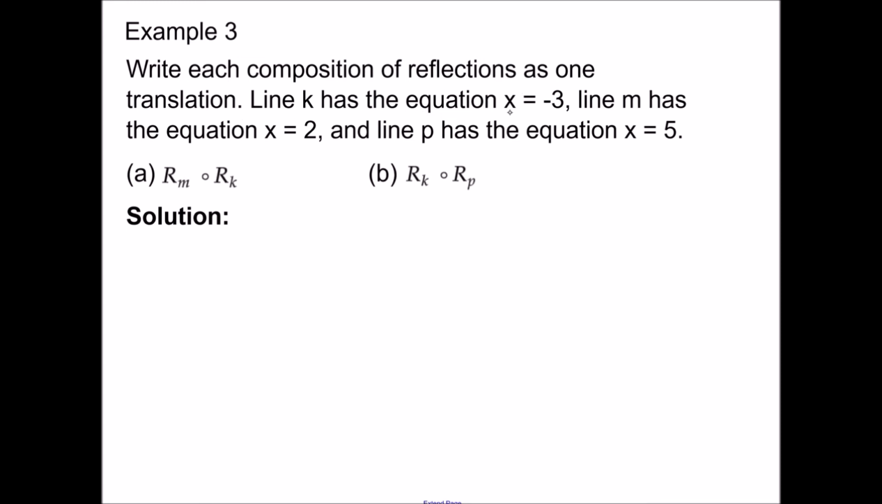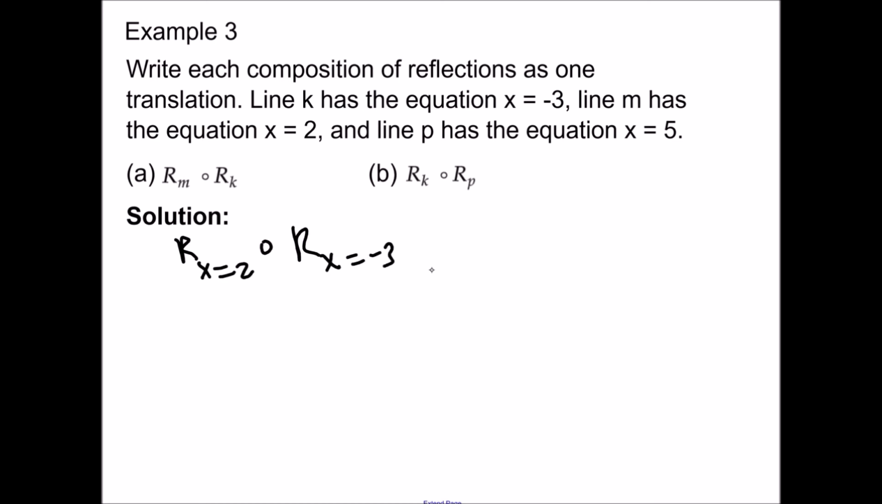Line K has the equation x equals -3. Line M has the equation x equals 2. And line P has the equation x equals 5. So I'm going to rewrite those. So we know that for this, it's going to be line K, or line M, is x equals 2. So we're going to do x equals 2, circle, R, and then x equals -3.